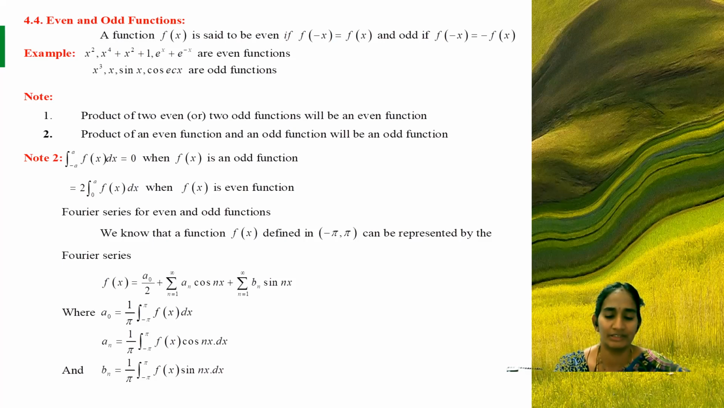Suppose the given function is cos x or x squared, any even function. Even into even is even, so it is possible to write 2 times the integral from 0 to pi of your function dx. In Bn, the same procedure applies, depending on f of x. Sin nx is an odd function; if f of x is also odd, odd into odd is even. Suppose it is even into odd, its value is 0.